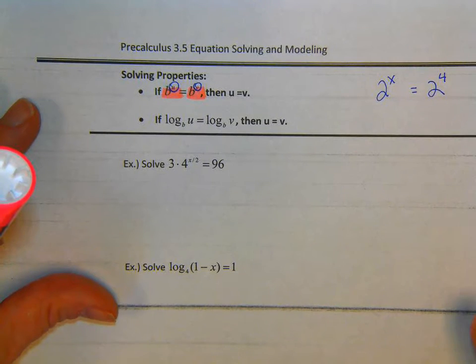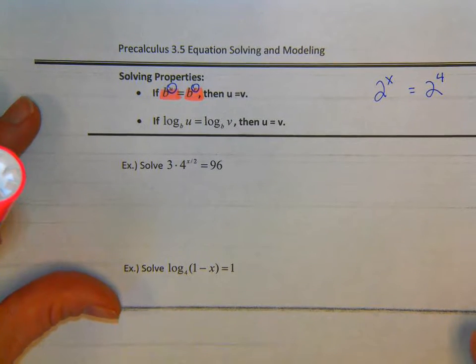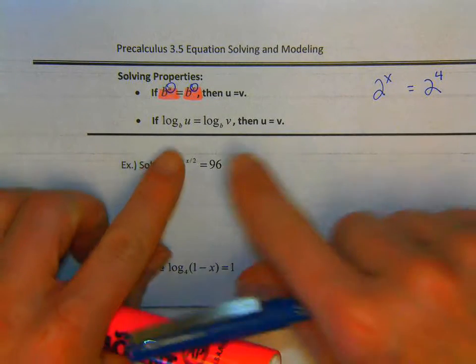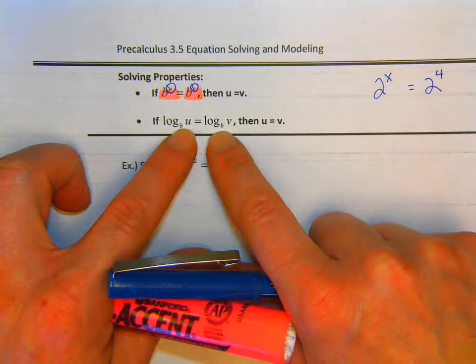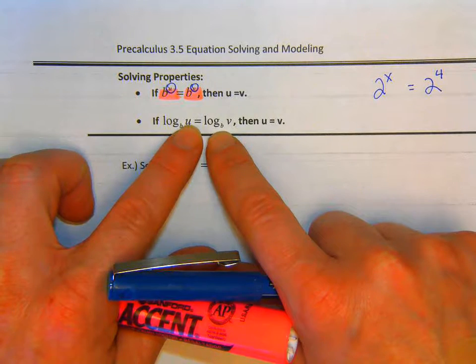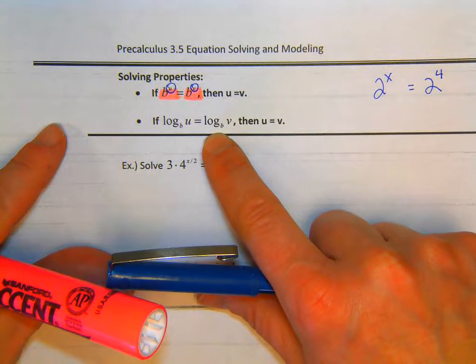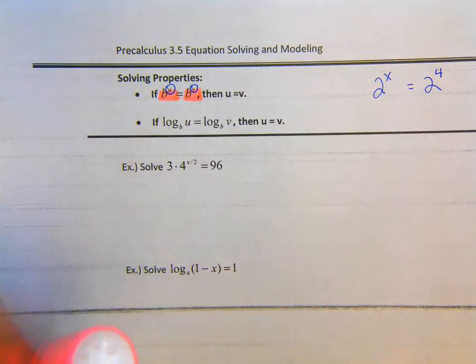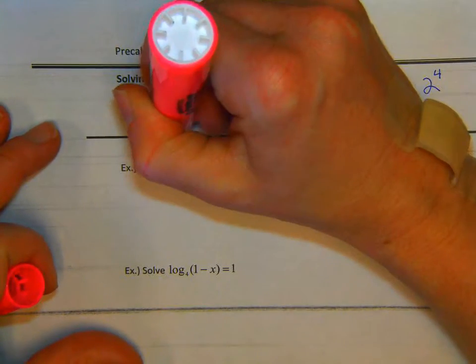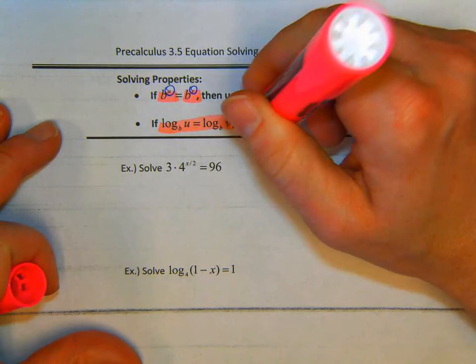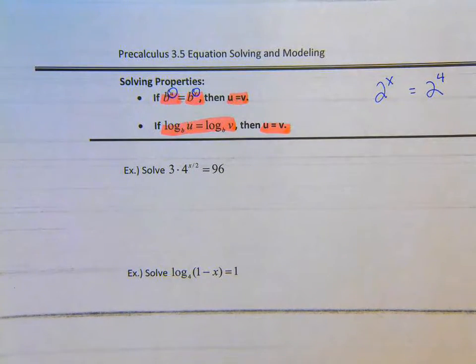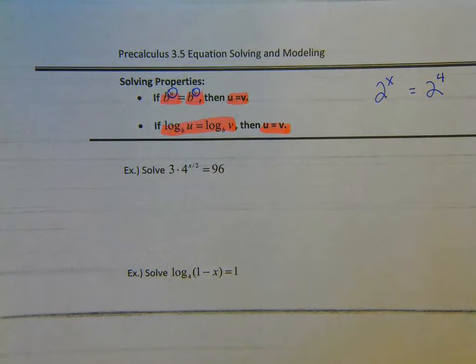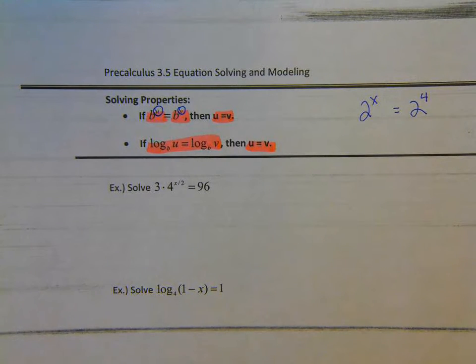The same thing goes if you're comparing logs. As long as I have one logarithm of a same base, log base b of u, some expression u, is equal to log base b of v, I can assume then, if that is true, then u has to also equal v. We're going to use this first technique when solving example 1.